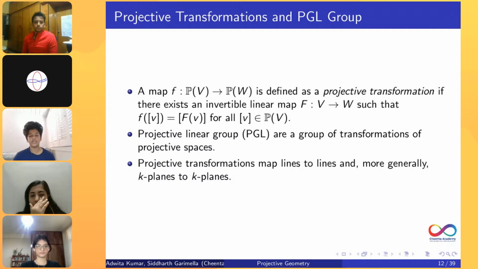Okay, so projective transformations and PGL groups. A map from P(V) to P(W) is defined as a projective transformation if there exists an invertible linear map F from V to W, such that the map of [v] is equal to [F(v)] for all [v] in P(V). A projective linear group, or PGL, is a group of transformations of projective spaces, and projective transformations map lines to lines, and more generally, k-planes to k-planes.